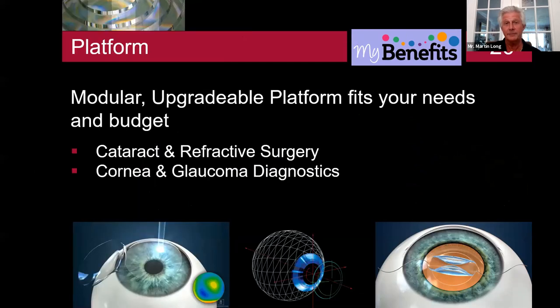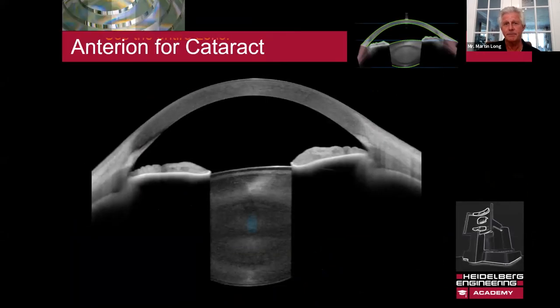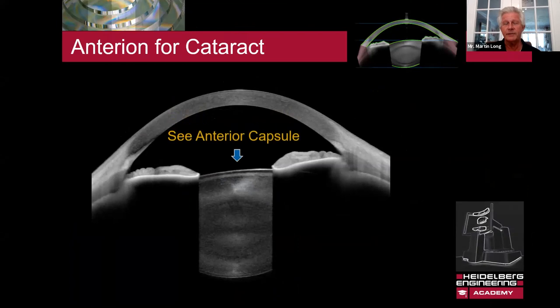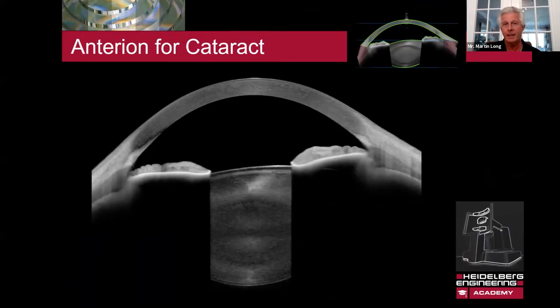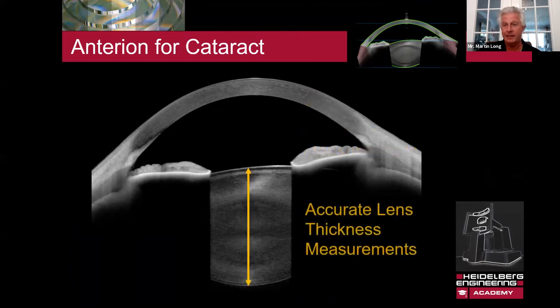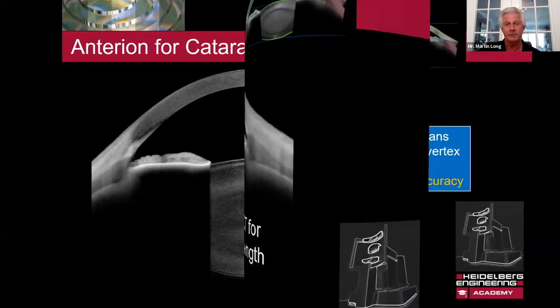It's modular. It's an upgradable platform. You can decide which parts you want. The imaging is central to that. For cataract, you see the entire lens. You see the anterior and posterior capsule. You have accurate lens thickness measurements. And you have swept source OCT for very accurate axial length measurements.